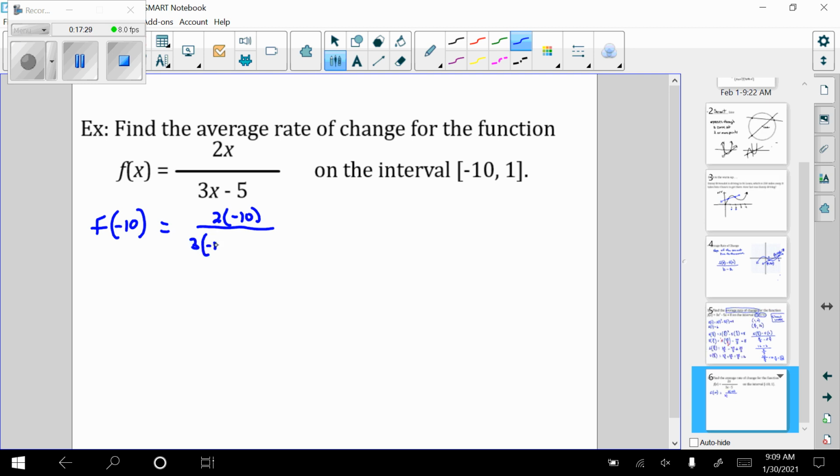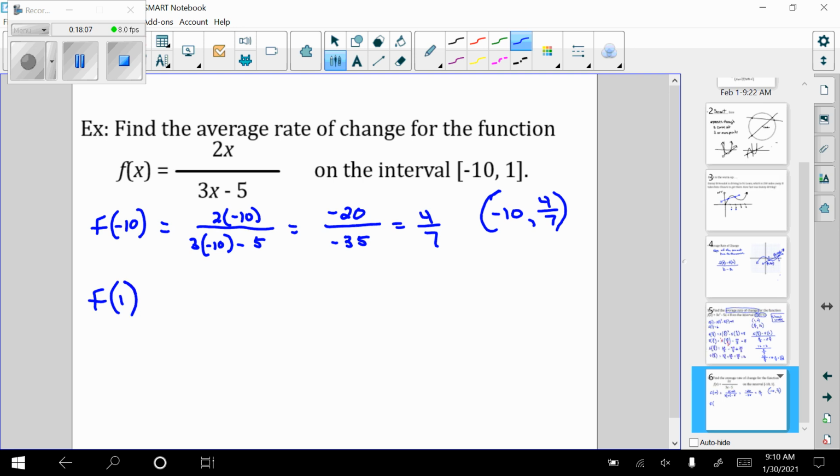So this is 3 times -10 minus 5, which is -30. -30 minus 5 is -35, which reduces. If you divide by 5, you get +4/7. So that point is at (-10, 4/7). Not a hard concept, it's slope, but now we're finding the slope of curves between 2 points.